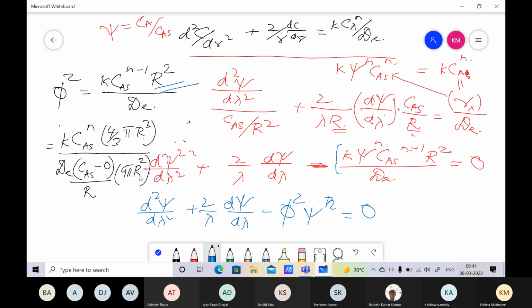Yes, sir. You get the point? R cube, r square, r. So you see what I'm doing here? And n से divide किया, CAS से multiply किया, CAS से divide किया. So notice what is this?